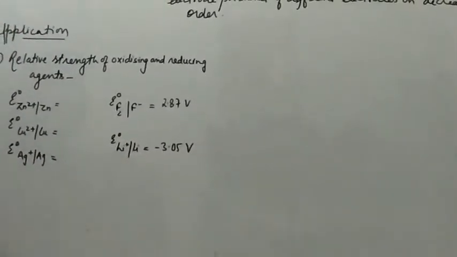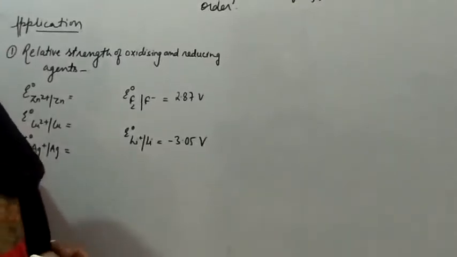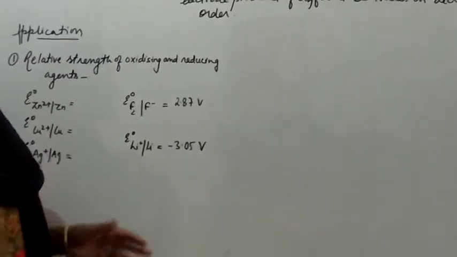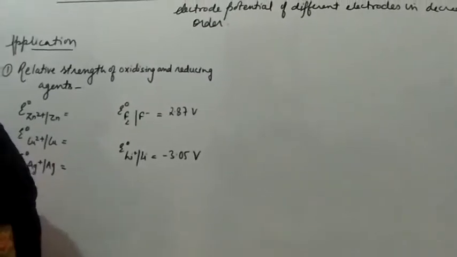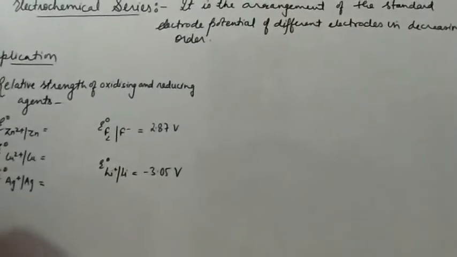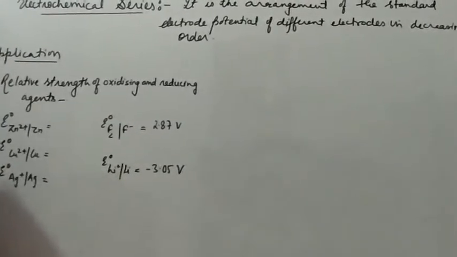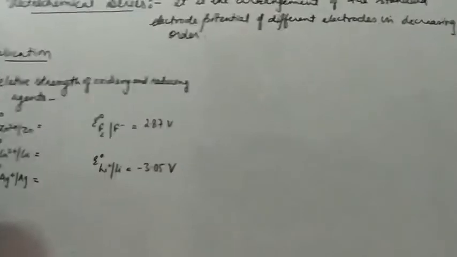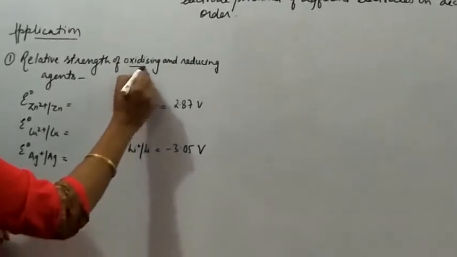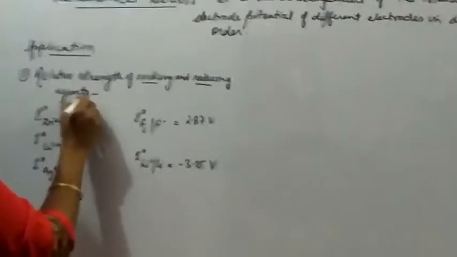Now we have got the application of the electrochemical series, that how we can utilize it in electrochemistry or electrochemical reactions. Now first is, just by comparing the standard electrode potential of different electrodes, we can find the relative strength of oxidizing and reducing agent. Now first, what is an oxidizing agent and what is a reducing agent?